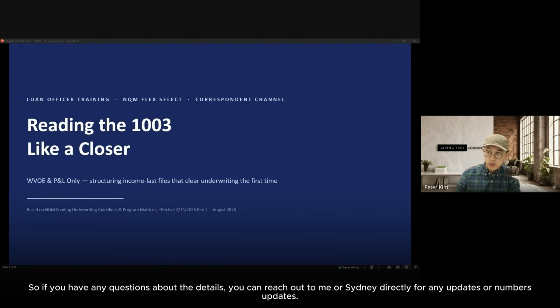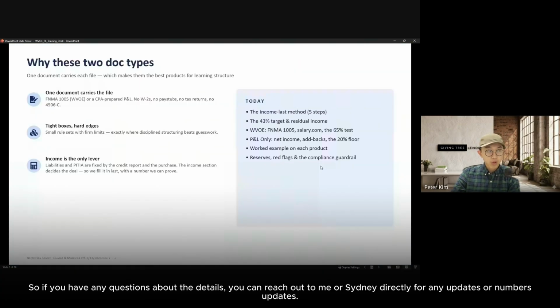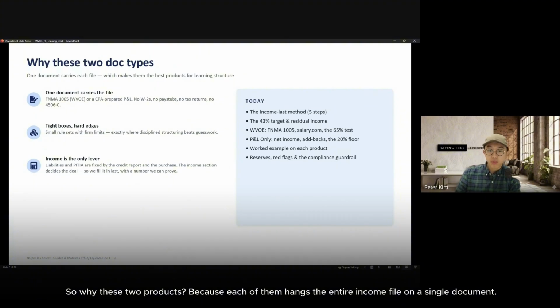Everything covered today is based on NQM Funding's guidelines and matrices. If you have any questions about the details, you can reach out to me or Sydney directly for any updates or numbers updates.